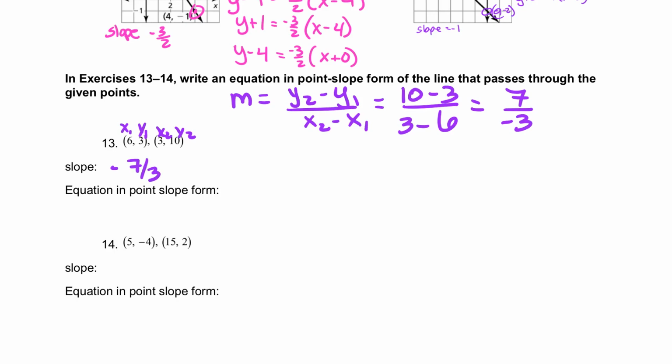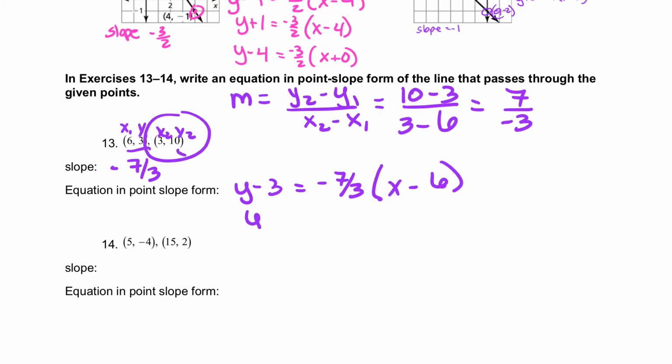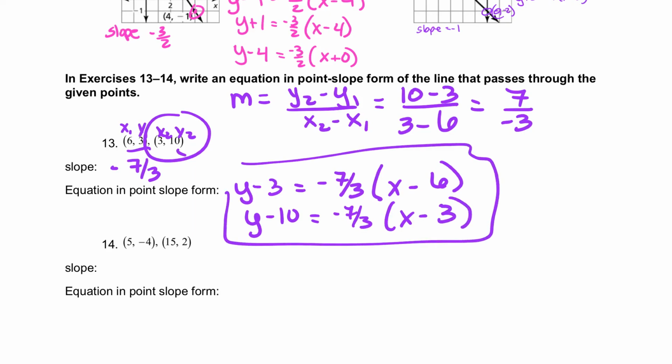The equation in point slope form, if we choose this point first, I have y minus 3 is equal to negative 7 over 3 times x minus 6. I could also choose this point. Y minus 10 is equal to negative 7 over 3 times x minus 3. Okay, those are two different equations, but they talk about the same exact line.